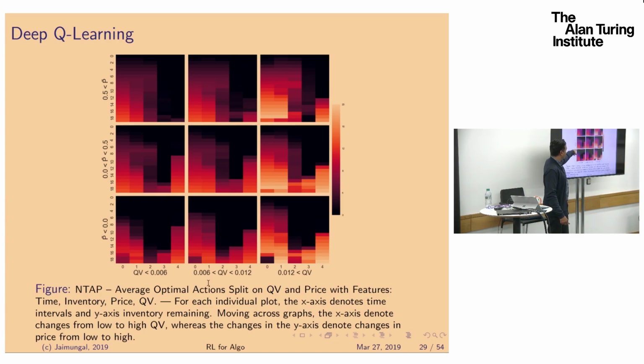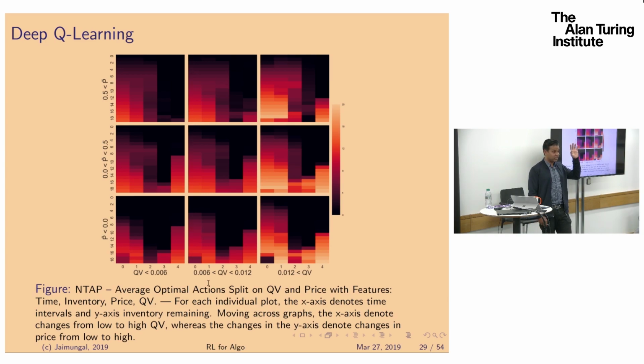As you move vertically, as you go down, you have inventory. So what this tells you, if you look at the colors, is that as you have higher inventory, you trade faster. Makes sense. Also, as you approach the end of your time horizon, you tend to trade faster as well. If you compare, say, the bottom left panel to the top right panel, you see the top right is sort of hotter.